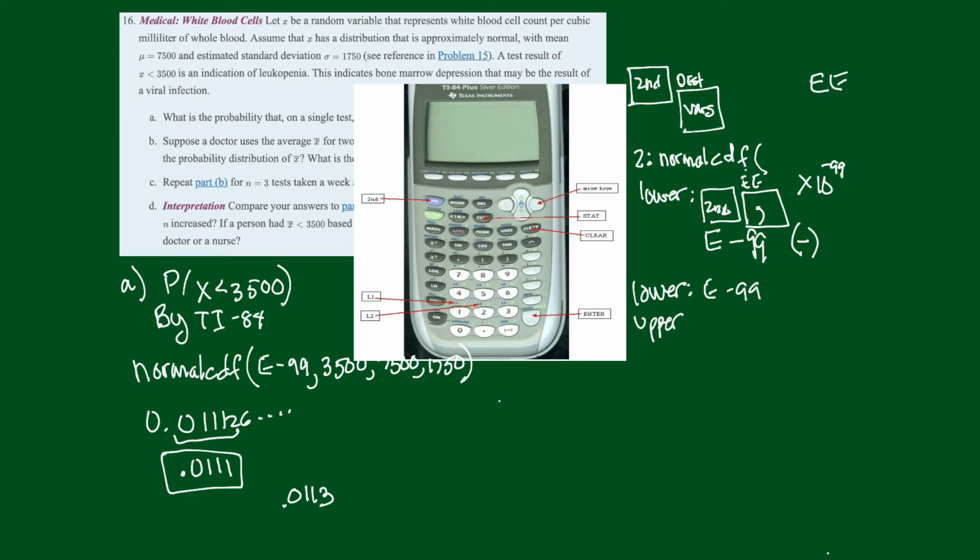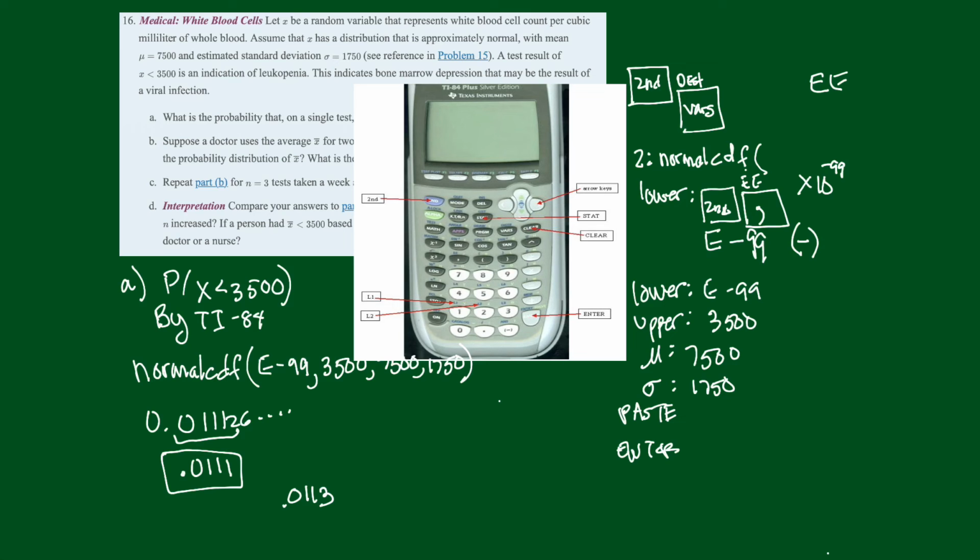Go for the upper. Now our upper bound is 3,500. Right? We want up to 3,500. Now I've got the 3,500 in. Now you need the mean. All right, so now it's asking you for mu, which is 7,500. Press enter. It's asking you for sigma, which is 1,750, and then you paste. So just put the cursor on paste and press enter.